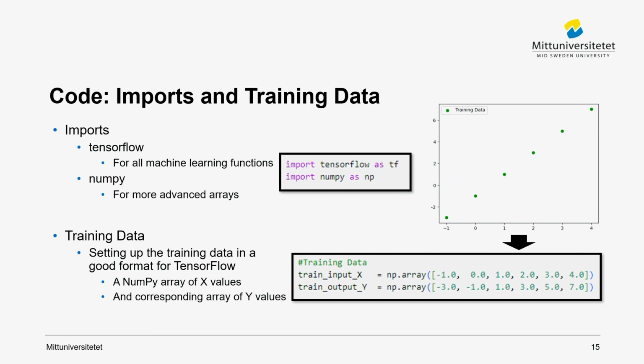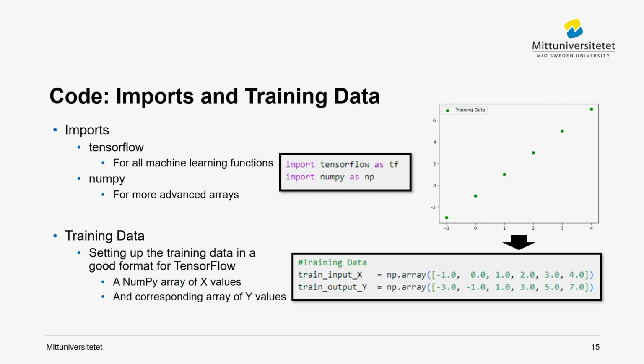All right. So how does this look in the code then? Well, first, of course, we need to import TensorFlow for all the machine learning functions that we need. And then we need to import NumPy, which is Python's sort of math library. And we basically mostly use it for the advanced arrays so that we can use arrays within it.